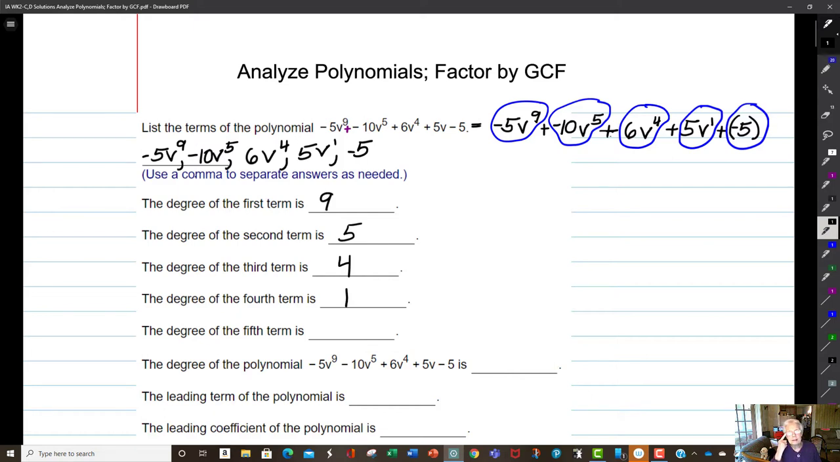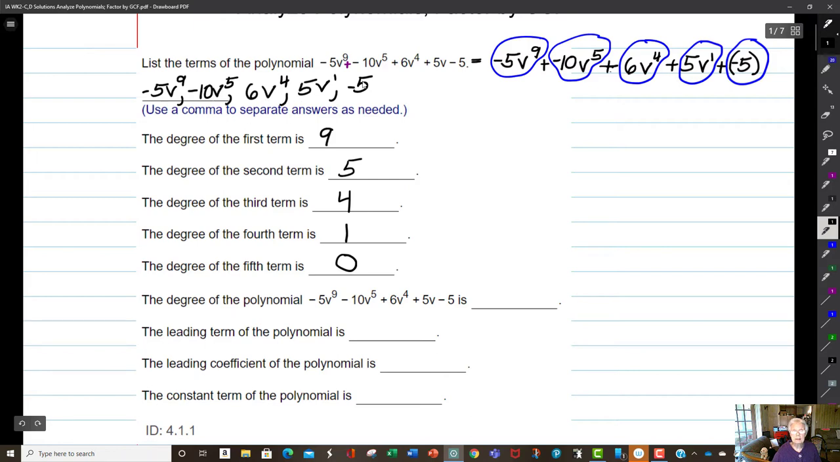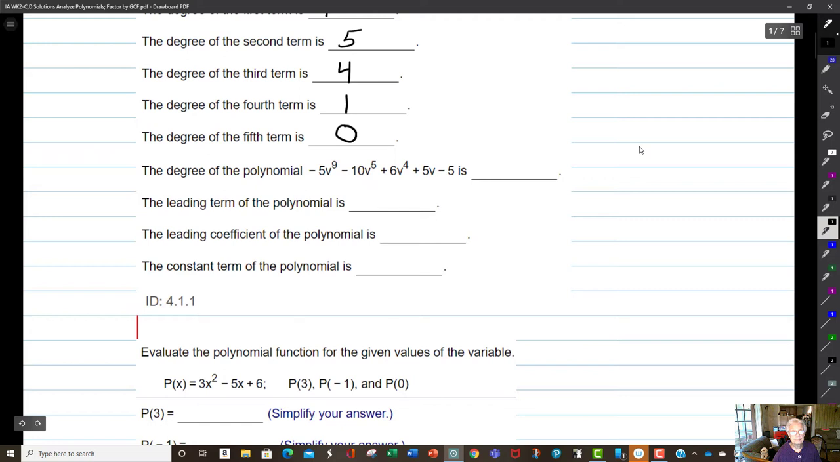And now get ready for this. The negative 5 is a constant. Constants have degree 0. Kind of an ugly 0. Each term has a degree. So do polynomials. When you connect up the terms, you have a polynomial. The degree of the polynomial is the degree of the highest degree term, in this case, 9.